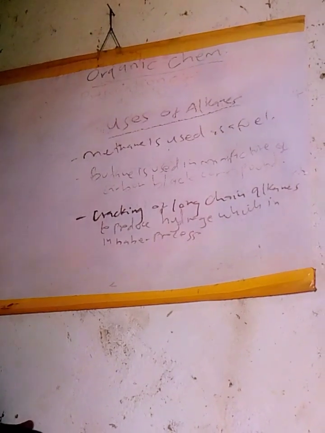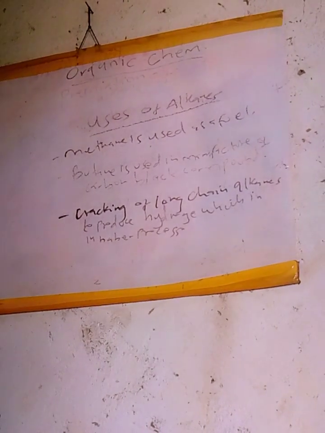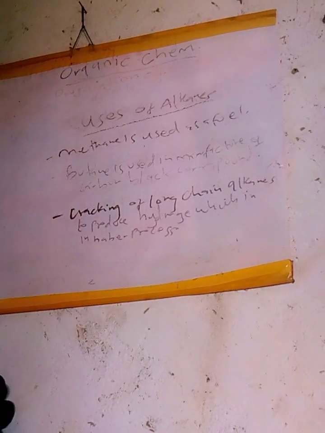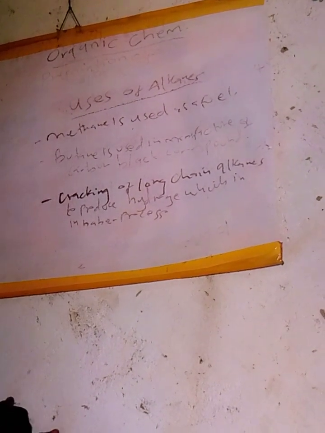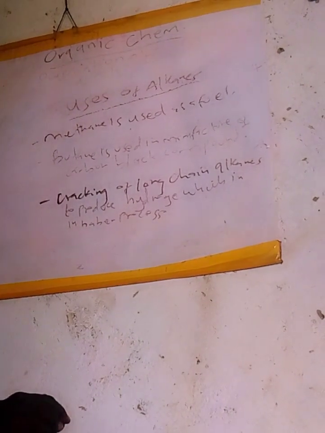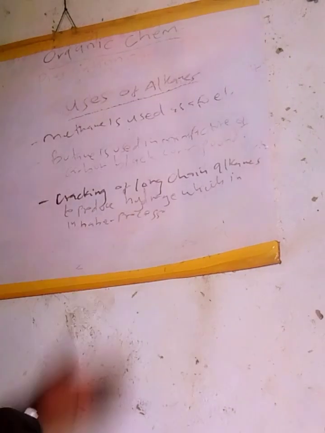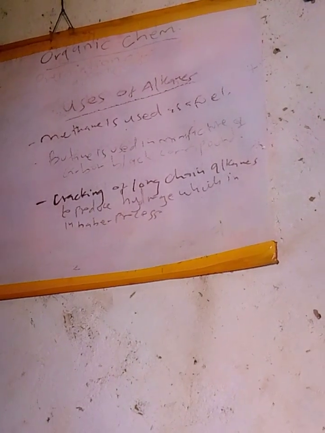So that's now the uses of alkanes. I don't know if cracking of long chain alkanes is a chemical property, but we shall talk about it later: cracking of long chain alkanes to produce short chain alkenes and hydrogen for the Haber process. So that is now what we call alkanes.